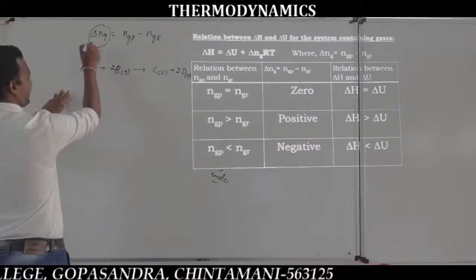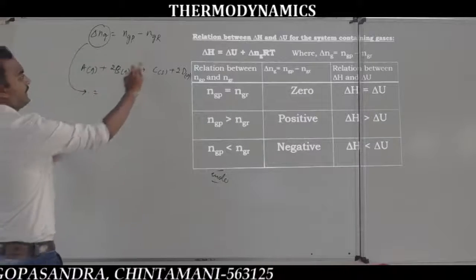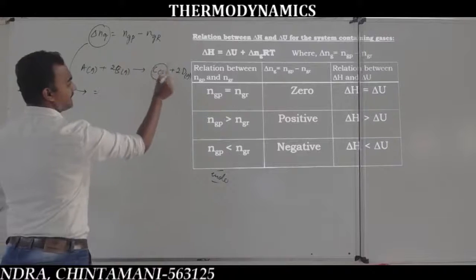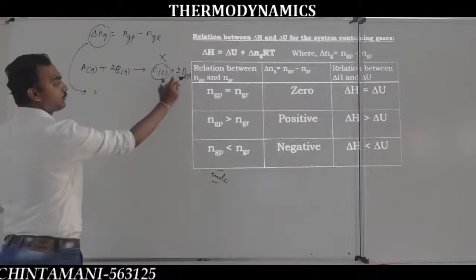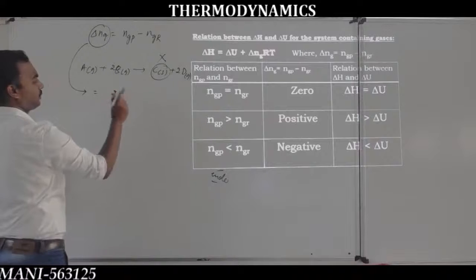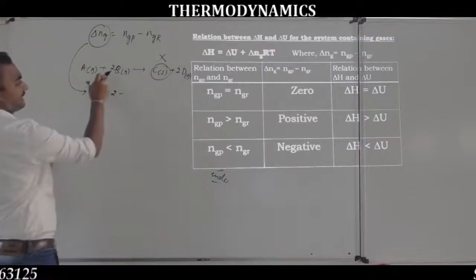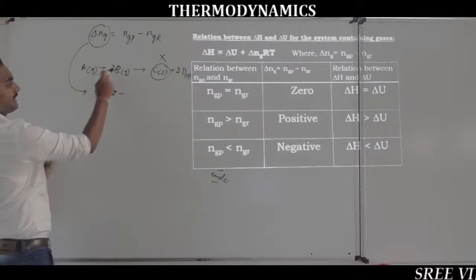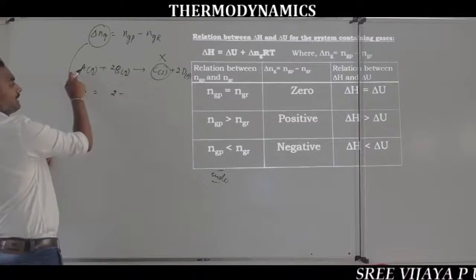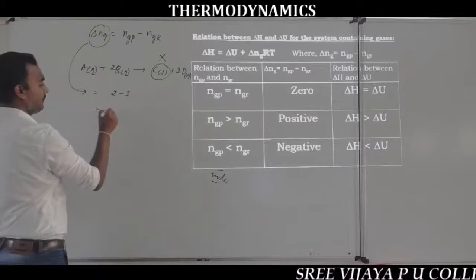For this we can calculate delta Ng. Delta Ng is equal to the number of moles of gaseous products. Here this is a solid, so we should not take it. 2D gaseous has 2 moles, so 2 minus the number of moles of gaseous reactants. Here there is gaseous 1 mole and this is 2 moles, total 3 moles. So delta Ng is equal to -1.